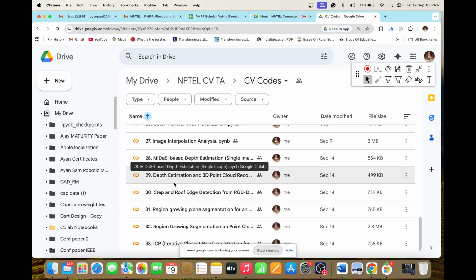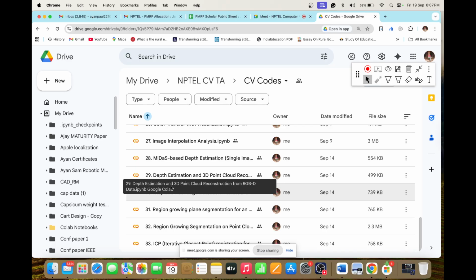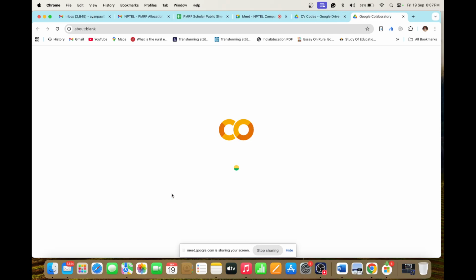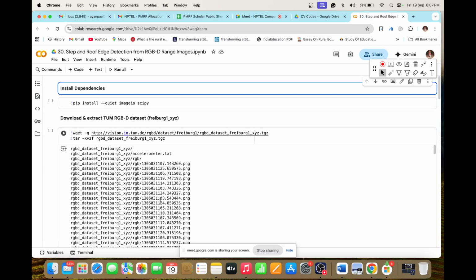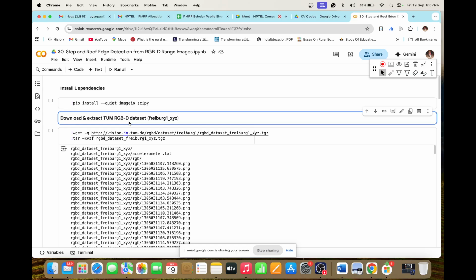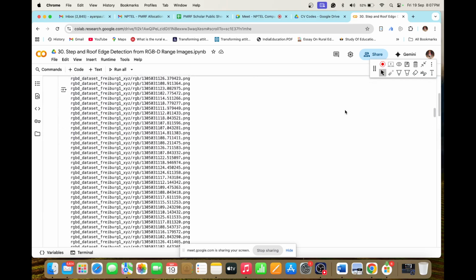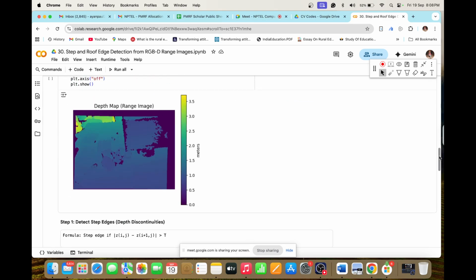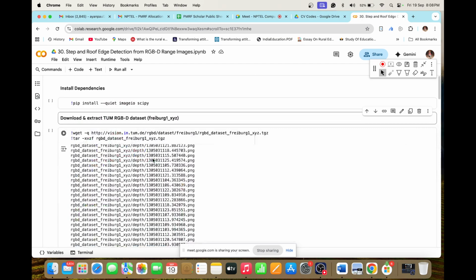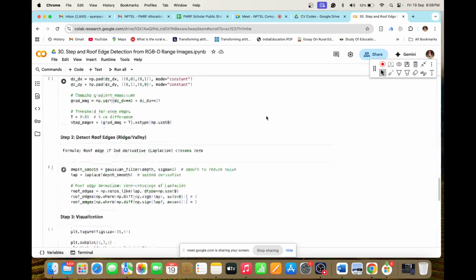So these are the different codes. You can just open these codes and see. So let me show you this code, what type of range image and how it looks like. So let me show you. Yeah, so this data is extracted from this TUM RGBD data set, and you can just see. Yeah, so this is a depth map. Here the main image is not given, but this is the depth map.